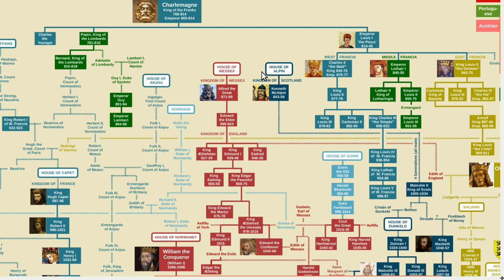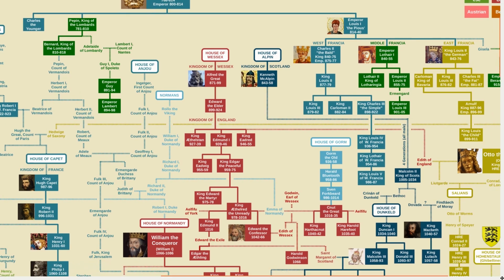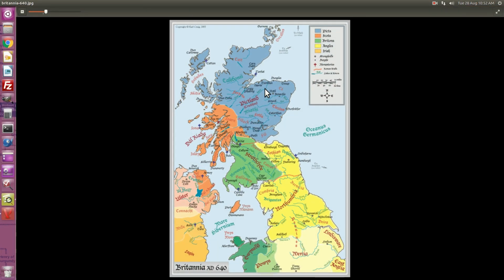Now, although Kenneth McAlpin is generally considered the first king of Scotland, he wasn't really the king of Scotland at all. And that's because Scotland, as we know it, didn't actually exist back then. So let's quickly look at a map to explain. This map was made by Carl Craig. You can see that Scotland was originally inhabited by several different groups of people.